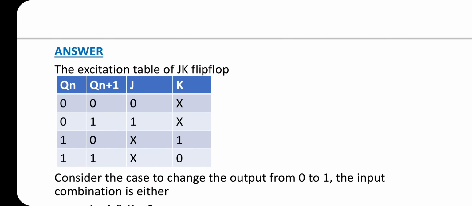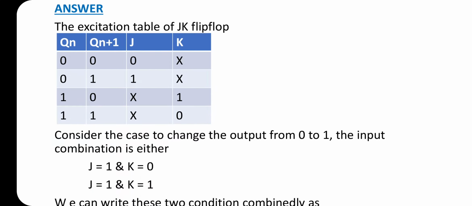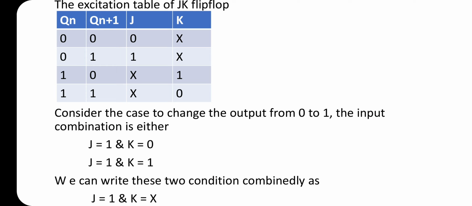This is the excitation table of JK flip-flop. Qn is the present state, Qn plus 1 is the next state, and J and K input. If Qn and Qn plus 1 equal to 0, 0, JK equal to 0X. If it is 0, 1, 1X. 1, 0, X1. 1, 1, X0.